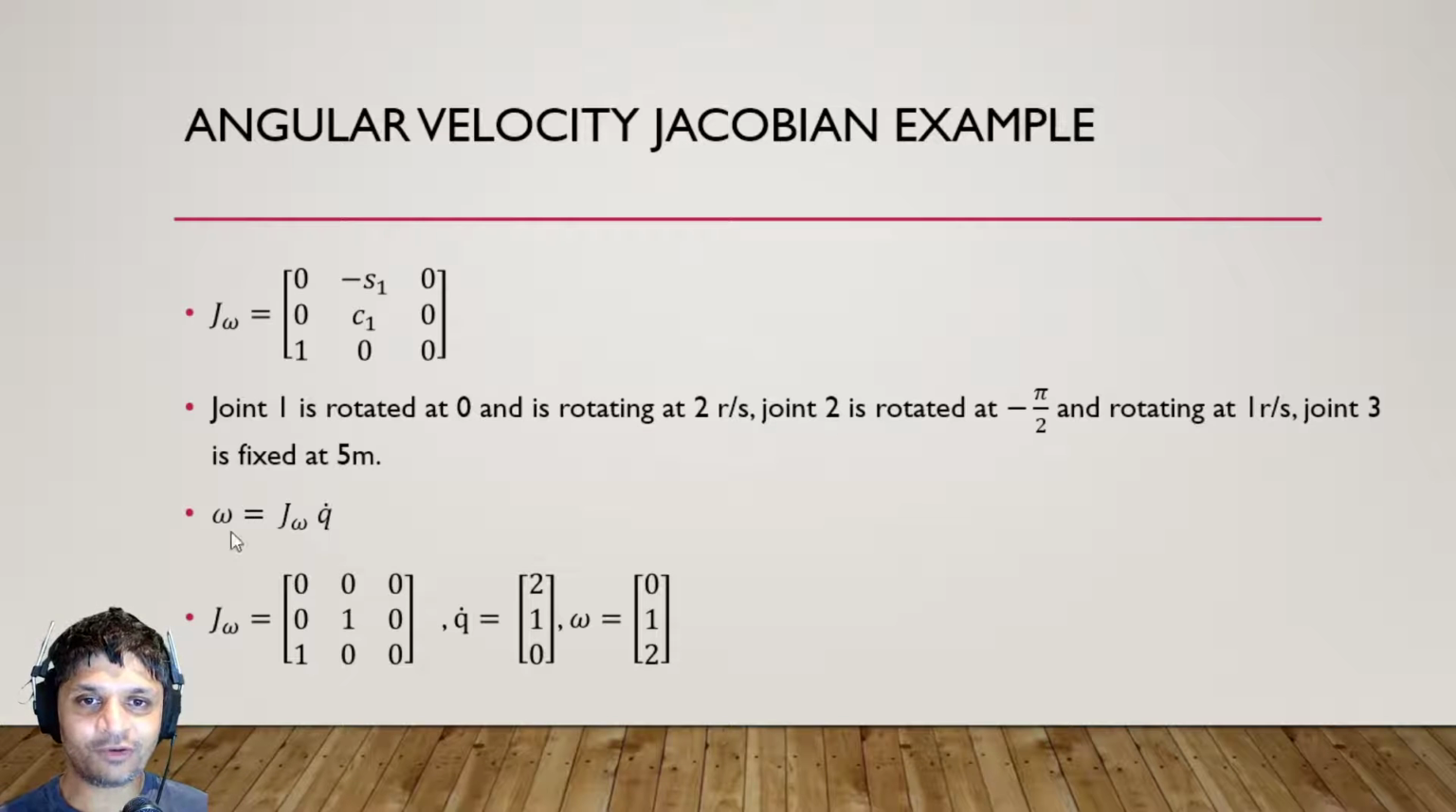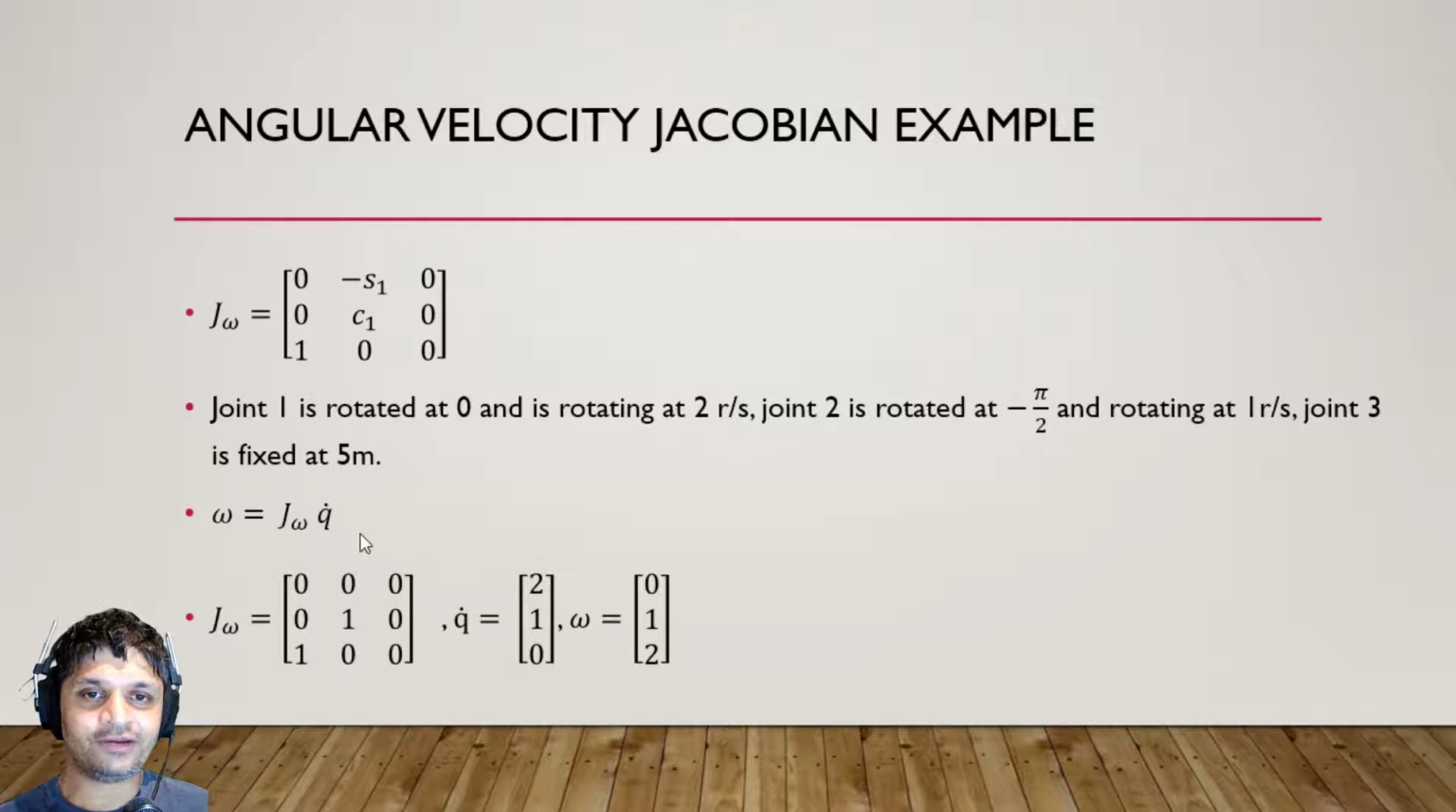Then I've got the same equation I had in the previous lecture, that the angular velocity of the end effector is equal to the angular velocity Jacobian times the joint velocities. And I know what all of these terms are. The angular velocity Jacobian is this thing, but I can substitute in my angles. So this becomes minus sine of 0, and this becomes cos of minus pi over 2. And I end up with this Jacobian after substituting in those values.